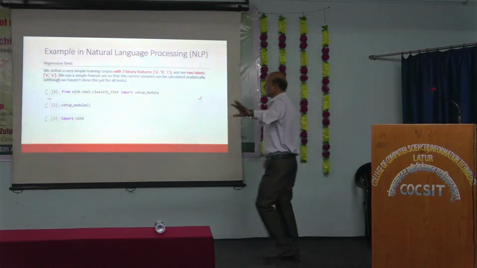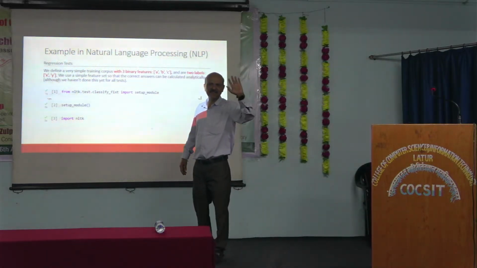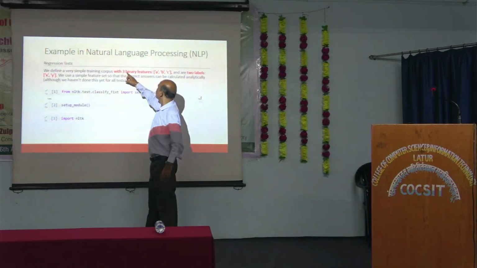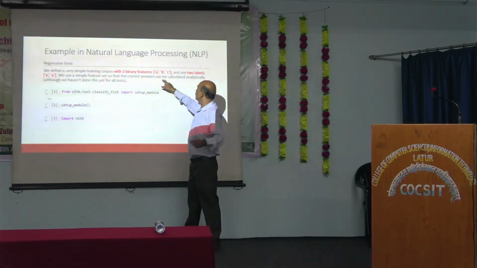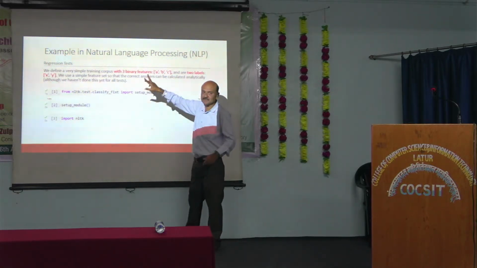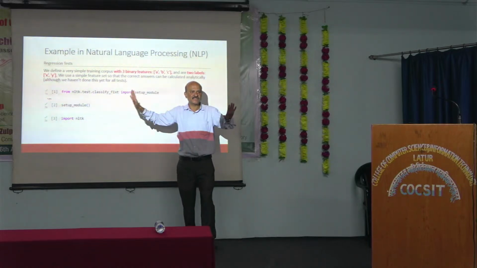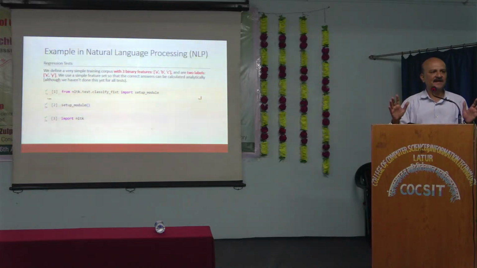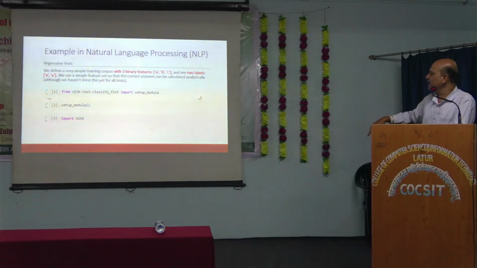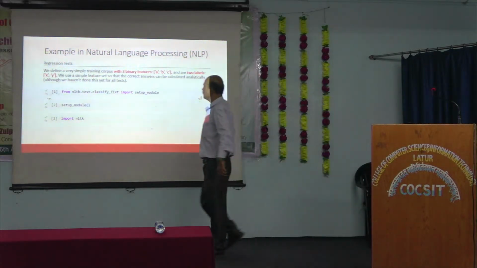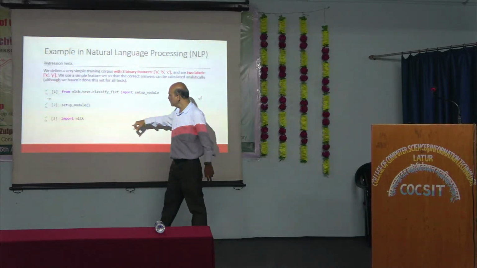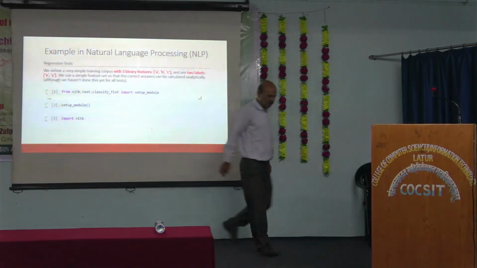See here, coming to the machine learning section, we defined a simple training set with 3 binary features, A, B, C, and 2 labels. How many features? 3, and labels 2, meaning we have 2 classes, one class X and one class Y. Features. Okay. From NLTK, I am using here the natural language toolkit's text classifier setup module. Okay, import nltk. Now you can see here.